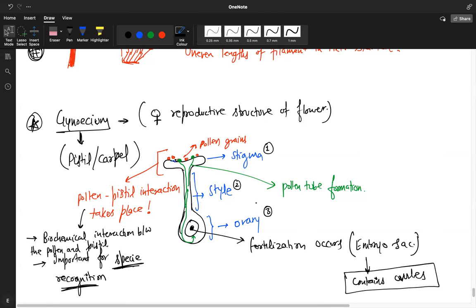Now, write down each ovary can have one or multiple ovules in the embryo sac attached to placenta. Written? Attached to placenta.